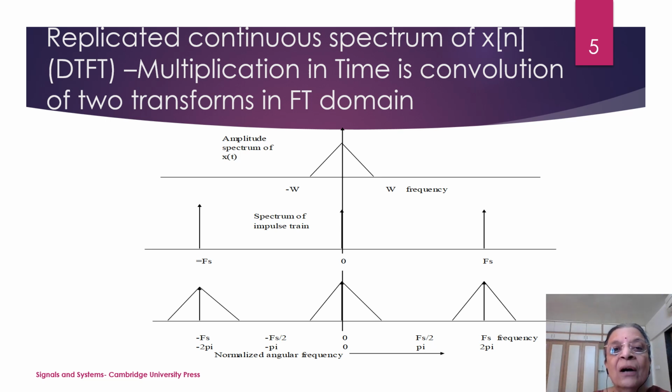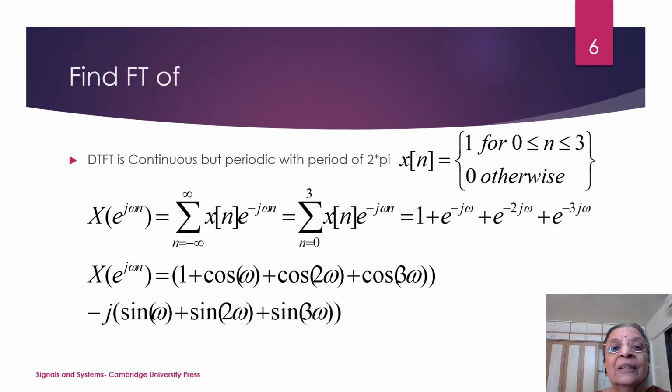So this is how the convolution of the analog signal's Fourier transform with the Fourier transform of the impulse train would look like. Now, let us see how to find the Fourier transform.